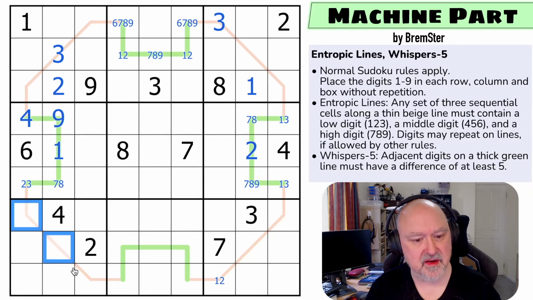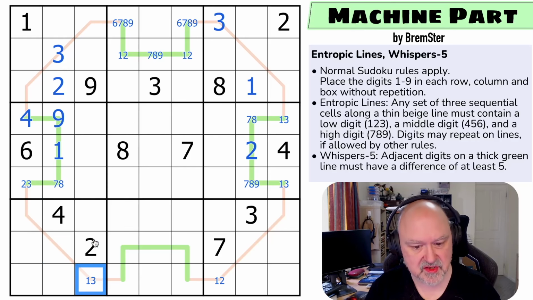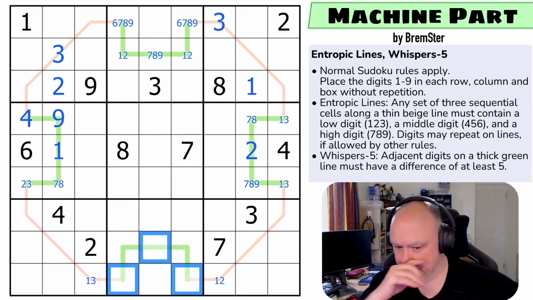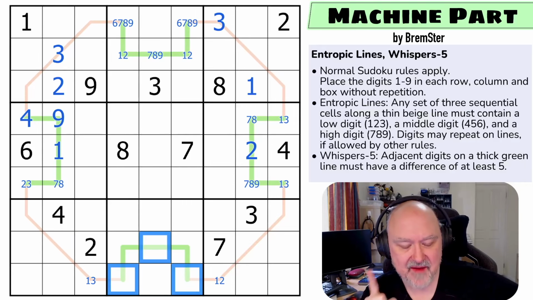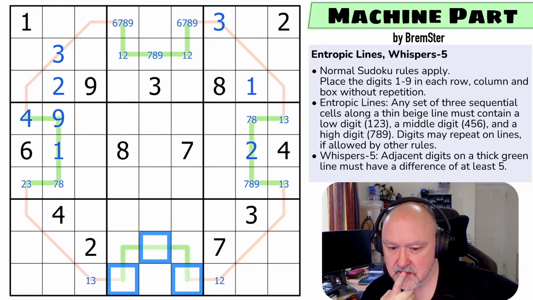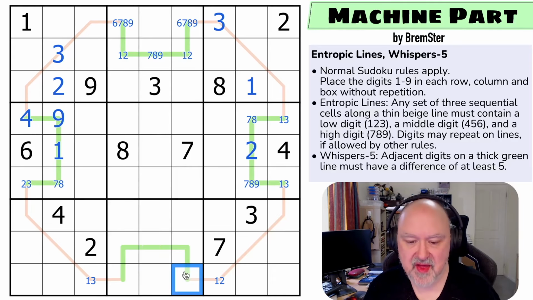So we've got a middle and a high here, and the low digit in this set of 3 must be here. This must be 1, 2, or 3, and it's not 2 because of that 2. Okay. And now what are those? Because they have to be either middle or high. So those are either low or high. But if they were low, that would need to be 4, and that would need to be 4, and that doesn't work.